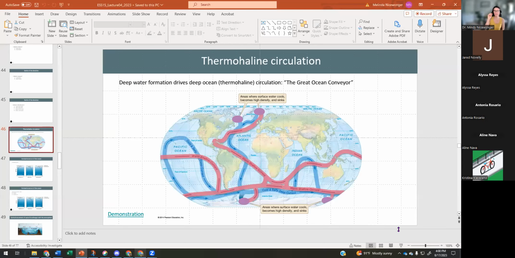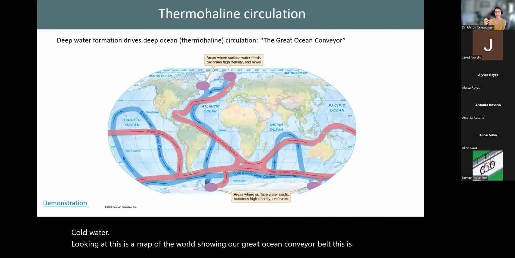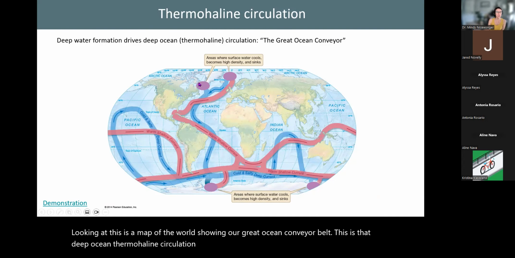All right, so how do we form salty, cold water? Well, looking at this map of the world showing our great ocean conveyor belt, this is that deep ocean thermohaline circulation. And these purple areas are where we create very cold, salty water, mainly through that sea ice formation process.